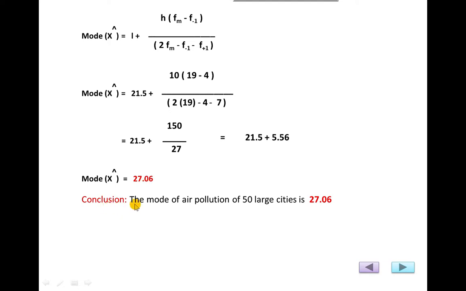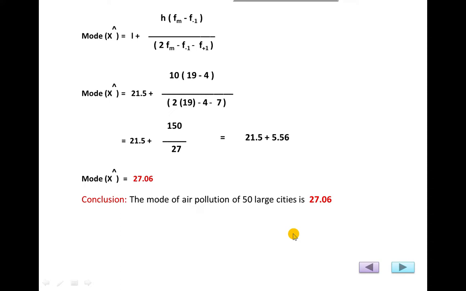The conclusion is the mode of air pollution of 50 large cities is 27.06. Okay, so we have done the mean, median and mode, 3 topics of grouped data and ungrouped data.